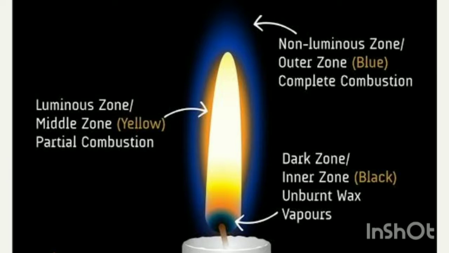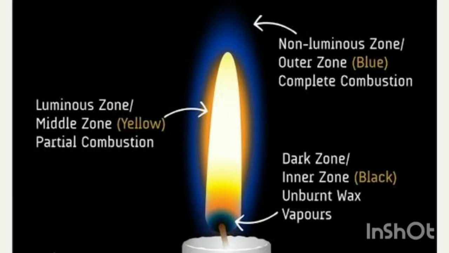Then the last, inner zone is black in color, and it is the coolest part of the flame. In this zone the wax vapors remain unburned, and there is no oxygen. So this zone is completely dark, and it does not emit any light.